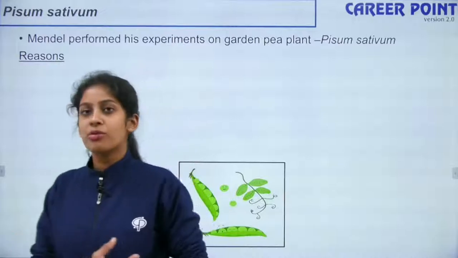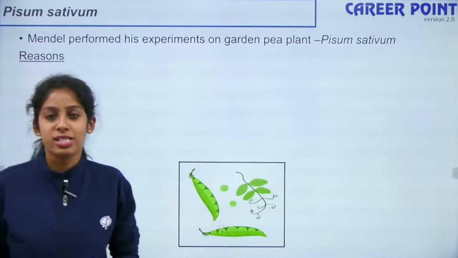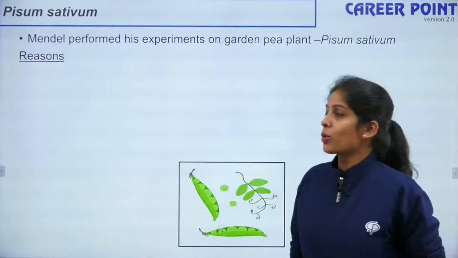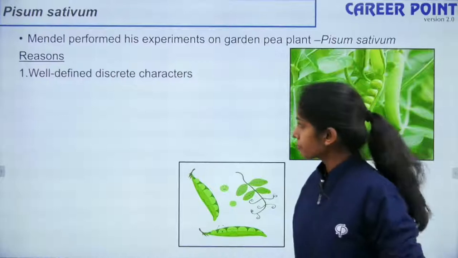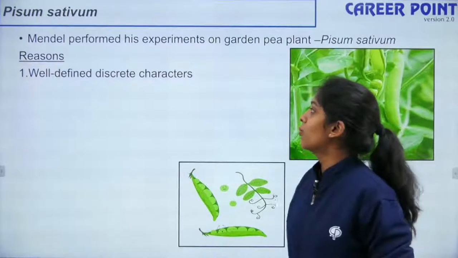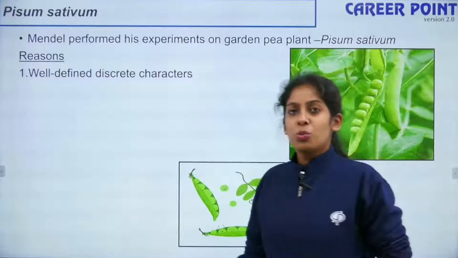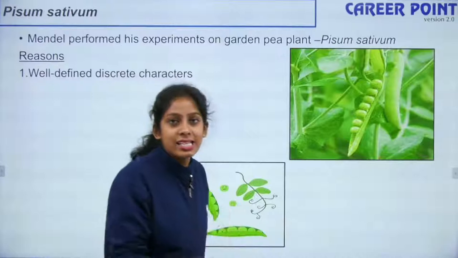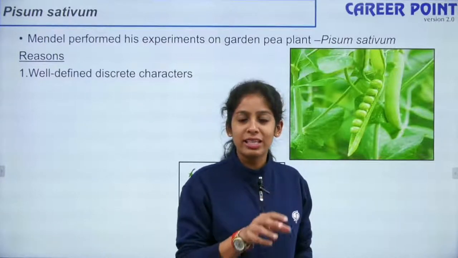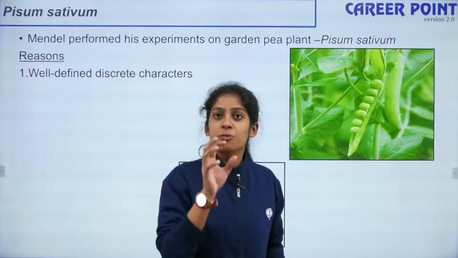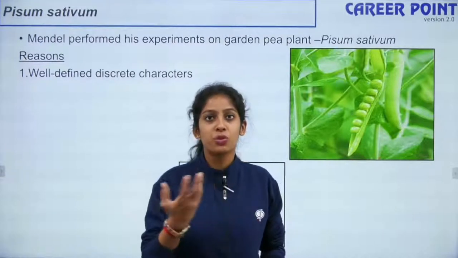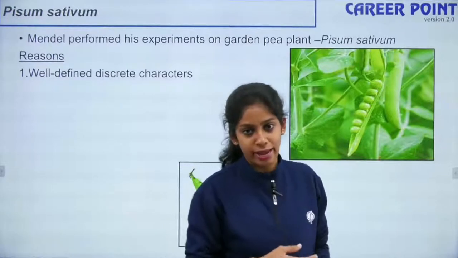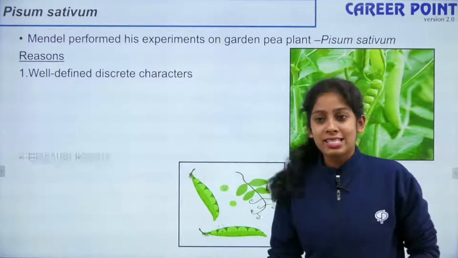monastery. One more reason why he chose Pisum sativum was that it was a plant that was easily available in the gardens of the monastery. But not necessarily the only reason. Pisum sativum had well-defined discrete characters. What do I mean by well-defined discrete characters? If I look into the plant, I can easily identify the stem, the root, the leaf, the flower, the bud, etc. So it was proper. Nothing was combined, nothing was lost. It was a complete plant for him to choose for his experiment. Okay, so well-defined discrete characters.